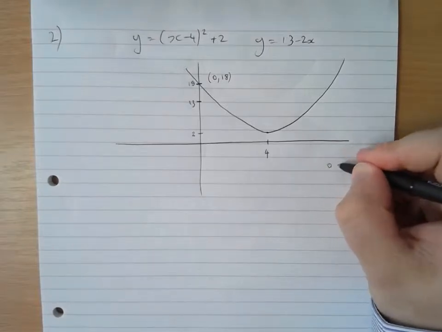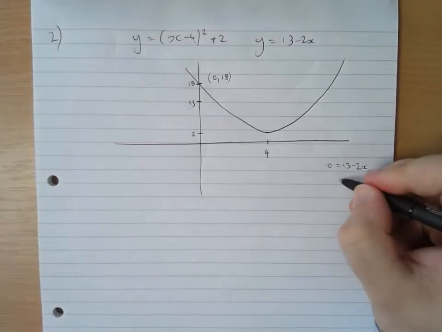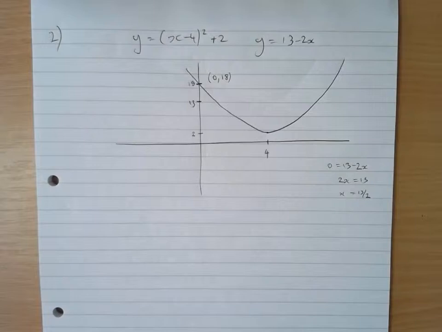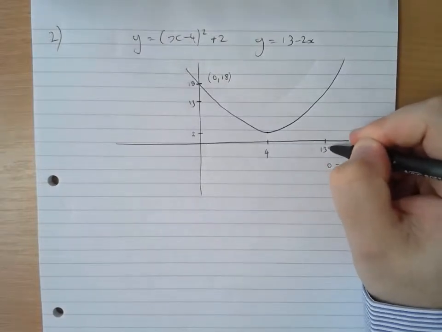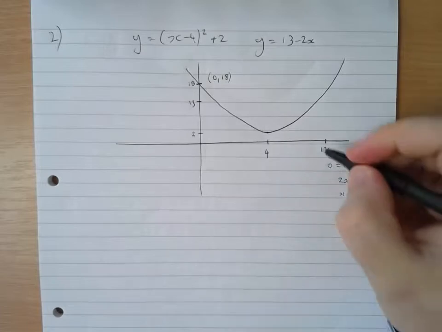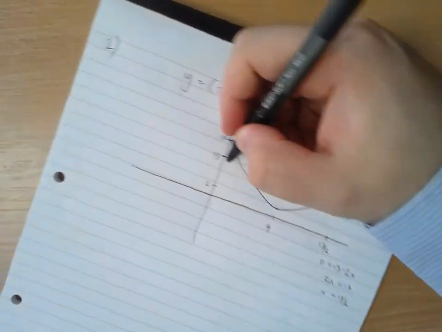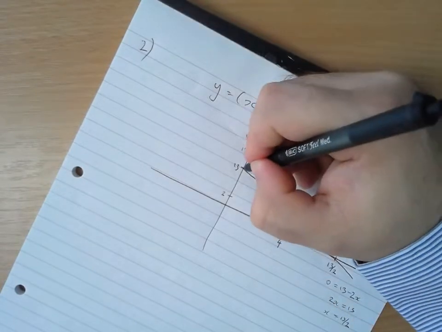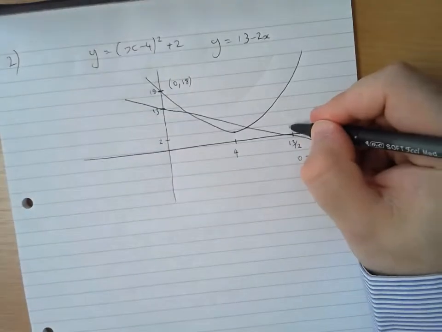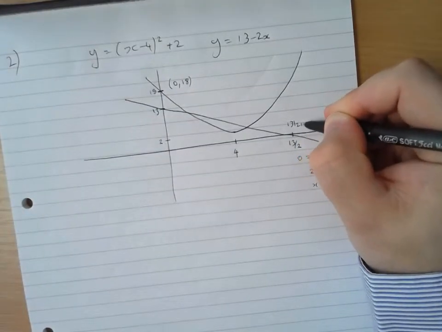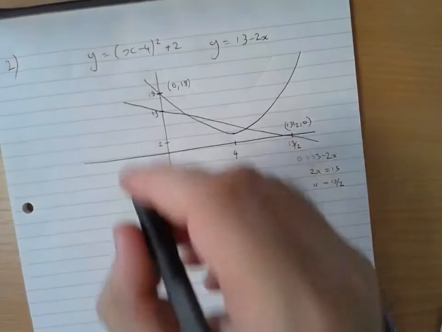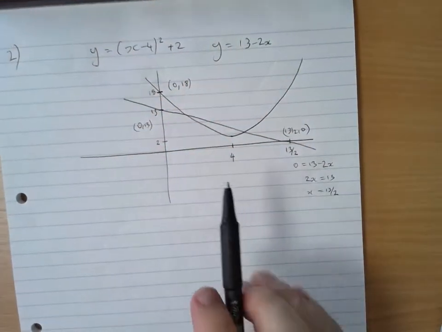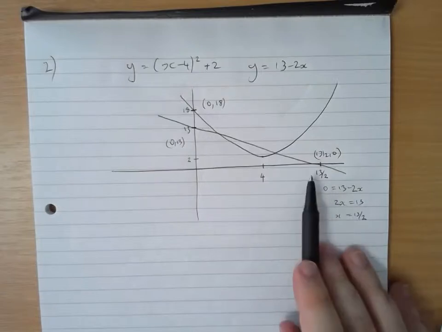So 0 is 13 minus 2x. 2x equals 13, x equals 13 over 2. 13 over 2 is 6.5, so that's over here somewhere. So we need to connect our line. So our line goes from here all the way through this point here and back off there. So this point here is 13 over 2, 0. And this here is 0, 13. So I've marked on all my coordinates, I've got my graphs. So that's the end of part A.